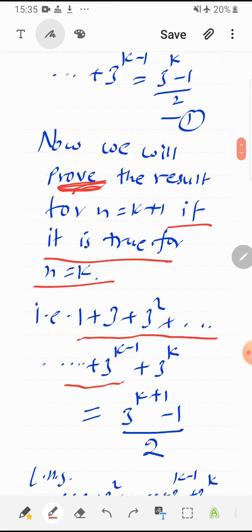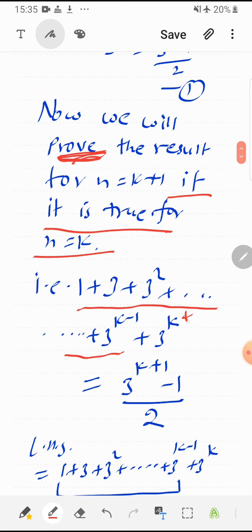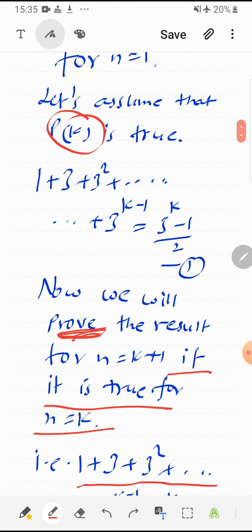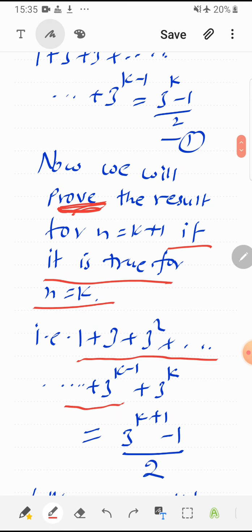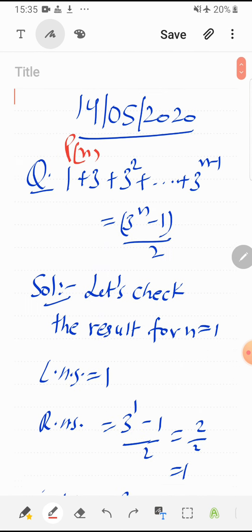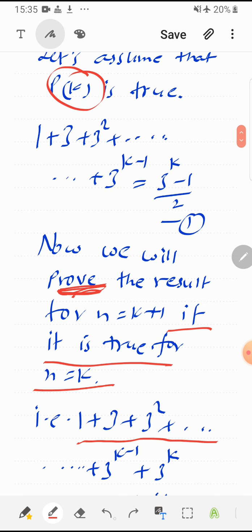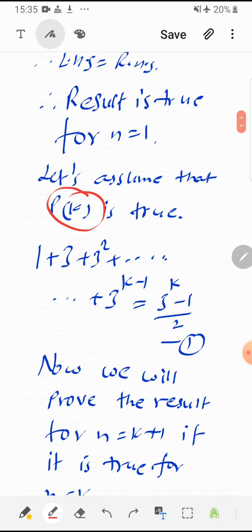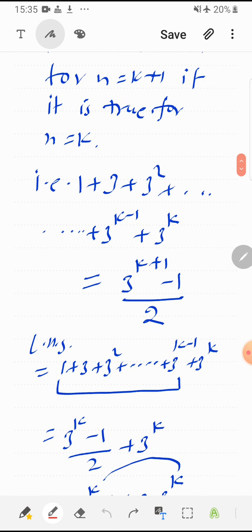Here sometimes students get confused. They say there should be 3 raised to the power k plus 1, but no, there is no k plus 1. Why? Because see, the last term is having n minus 1. So obviously the kth term is 3 raised to the power k minus 1. So the k plus 1th term is 3 raised to the power k. It doesn't mean that when we are having the k plus 1th term, it must be carrying k plus 1 value. No, it is according to the last term. So in the right hand side we are putting n as k plus 1. So here the value for n is equal to k plus 1. So this we have to prove.